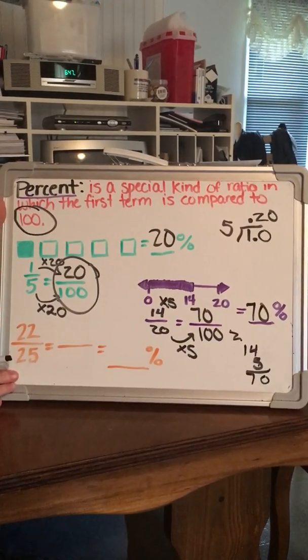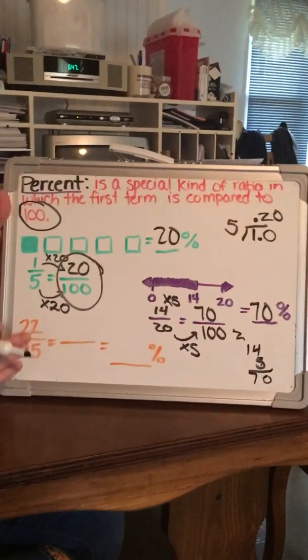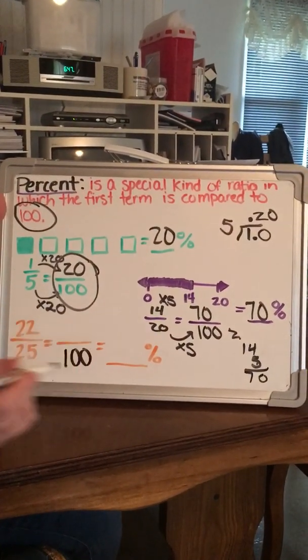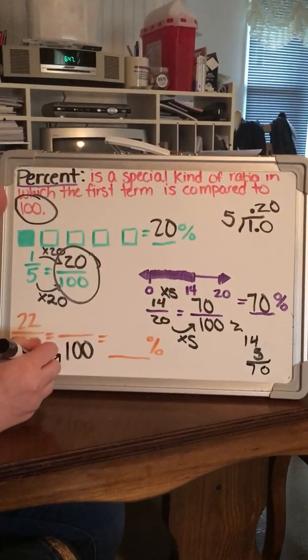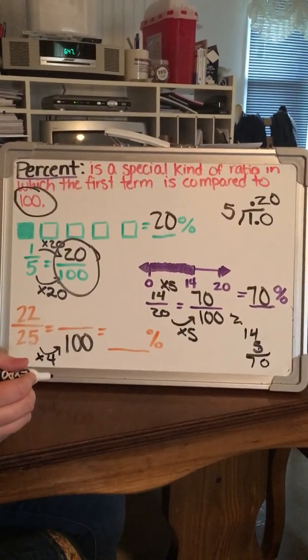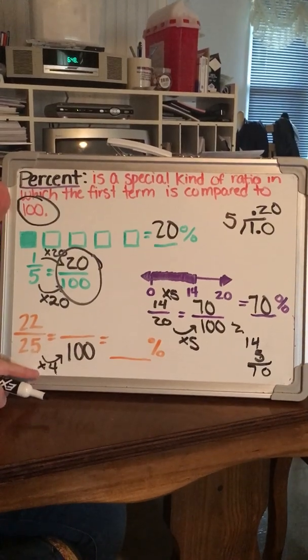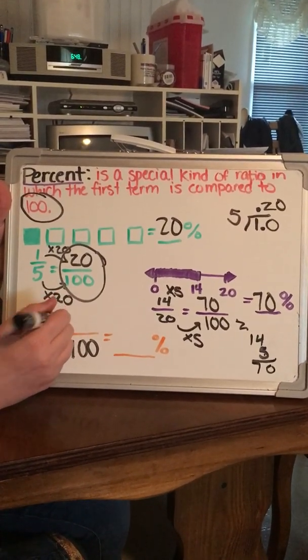Let's do another one. 22 out of 25. Well, how do you get from 25 to 100? Remember, percents are always out of 100. You multiply it by 4. Think quarters. It takes 4 quarters to make $1. 25, 50, 75, 100. So I multiplied the bottom by 4. Guess what I do to the top? I multiply it by 4.